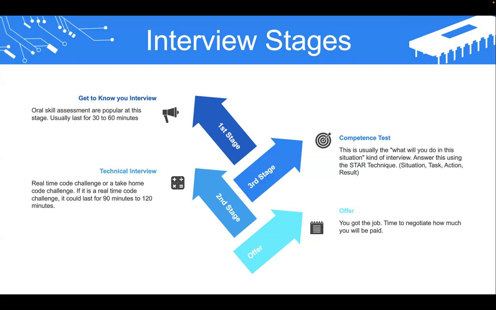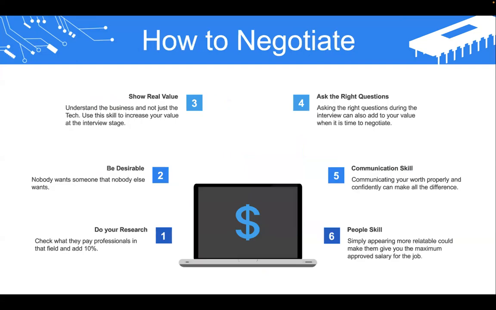Then finally, for the offer, make sure you have gone to check what the average people in the job you're applying for are earning, and then just add 10% on top of it. Once you've found out the average, add 10% on top when you're negotiating. That's my own technique for doing it. How to negotiate: show real value, do your research, be desirable, ask the right questions. I will tell you more of this during the question and answer series, of how you can ask the right questions.